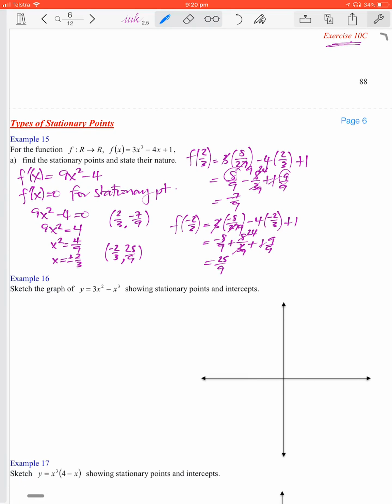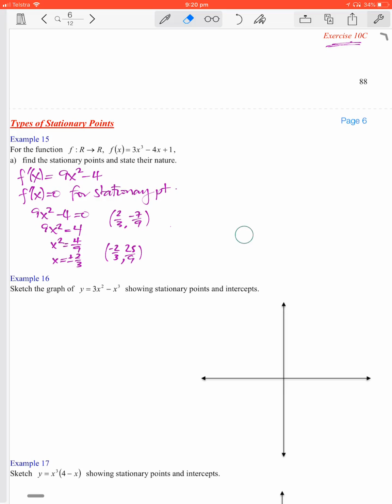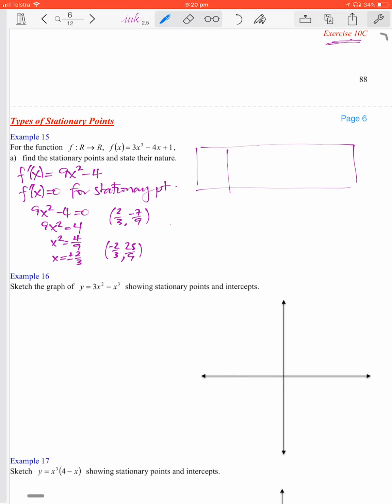Now, it says to find their nature. So what you can do, I'm going to just rub these out because I need some space. Now we know what the turning points are, so I can create what's called a gradient table. We know at the points negative 2 on 3 and 2 on 3, they've got 0 gradients. We can choose something to the left of negative 2 on 3, so when x equals negative 1.